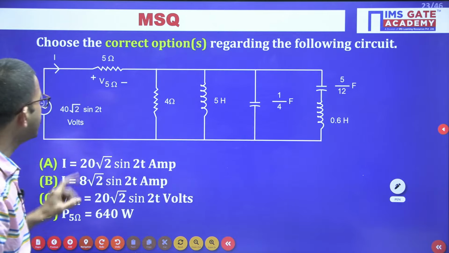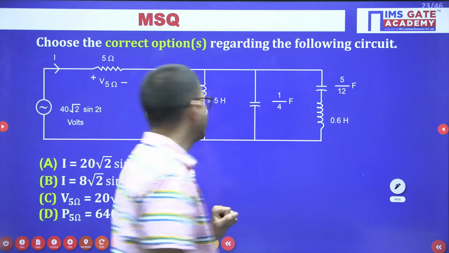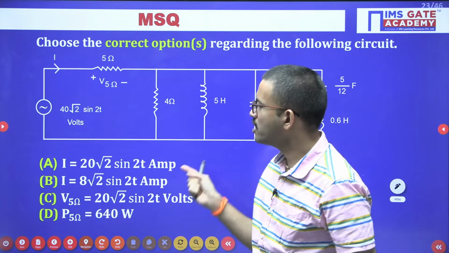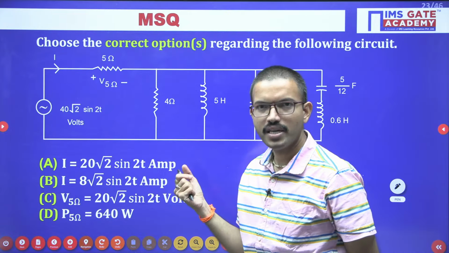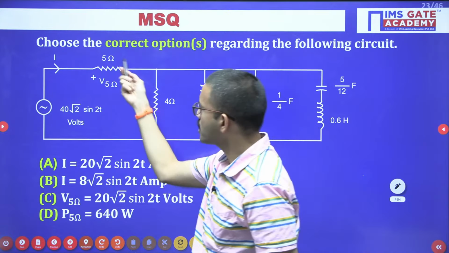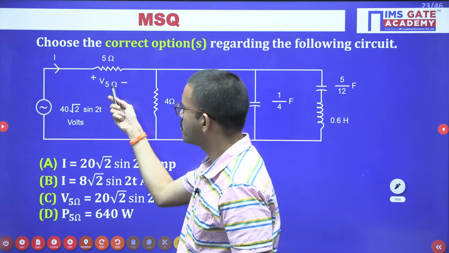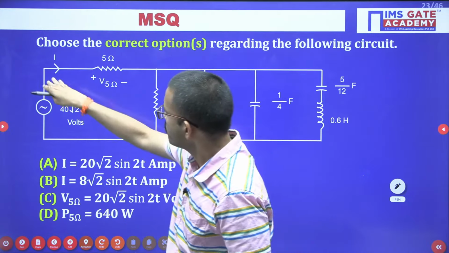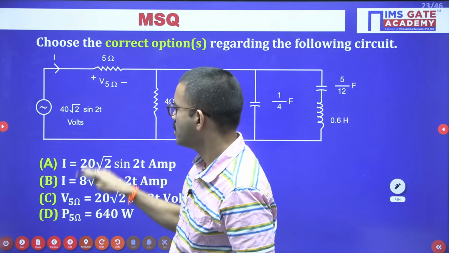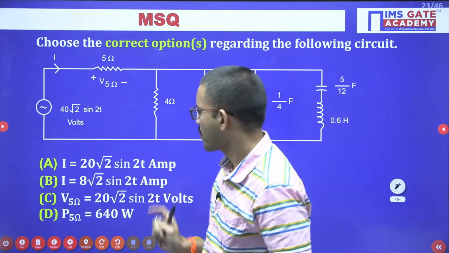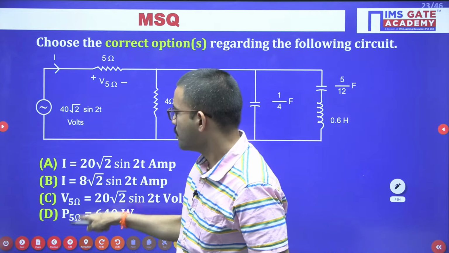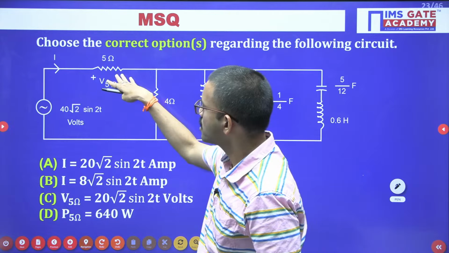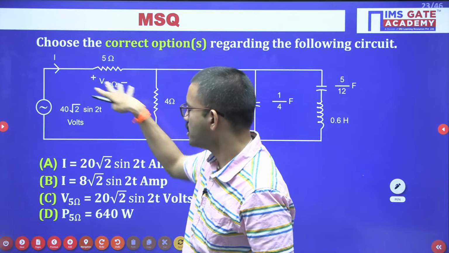If you observe the beauty of this question, it is an MSQ. Either one option or more than one option can be correct. The voltage across the 5 ohm resistor is mentioned as V 5 ohm, regarding that you are having one choice. And the current flowing in this 5 ohm resistor is I, regarding that you are having two choices. And in option D, the power across this 5 ohm resistor is mentioned.